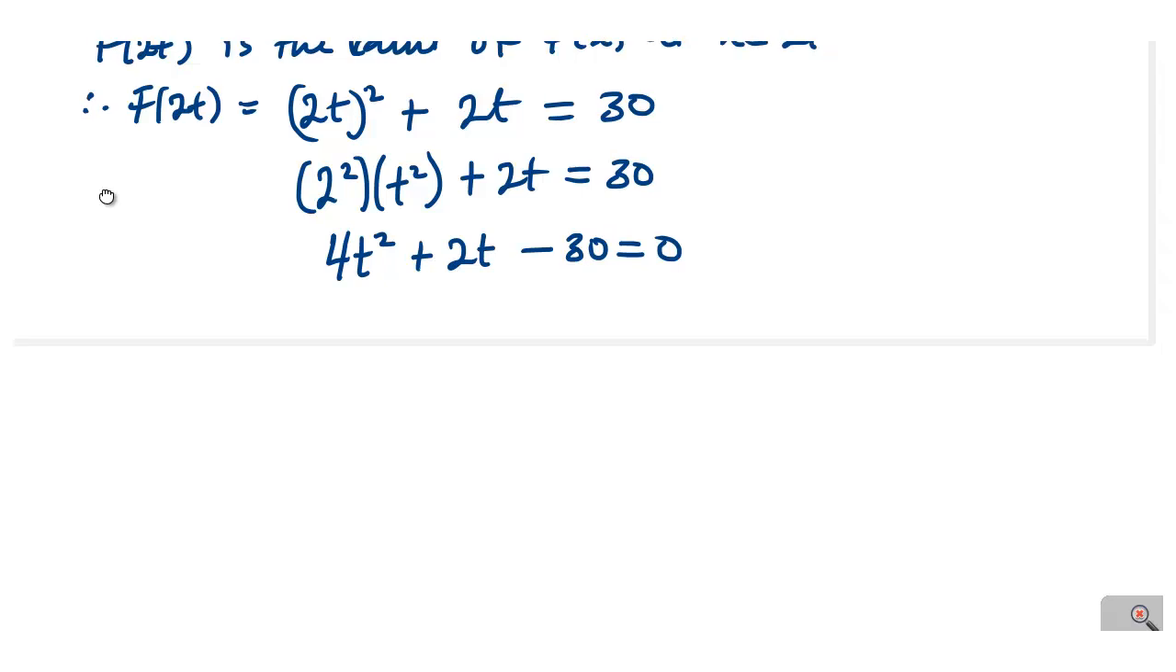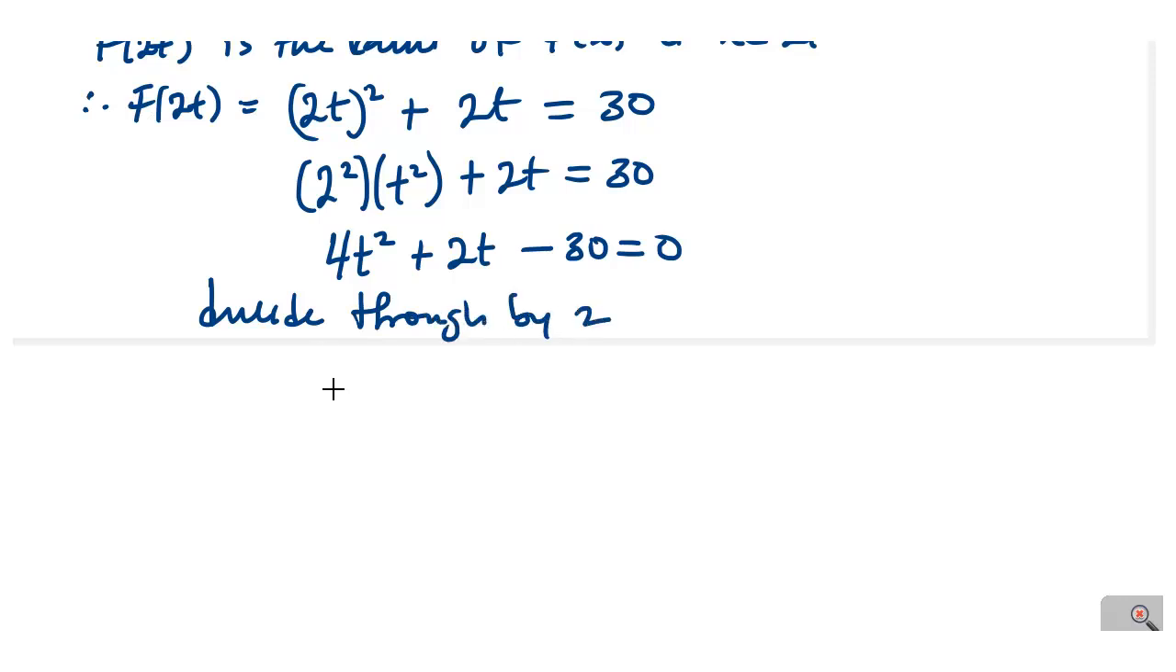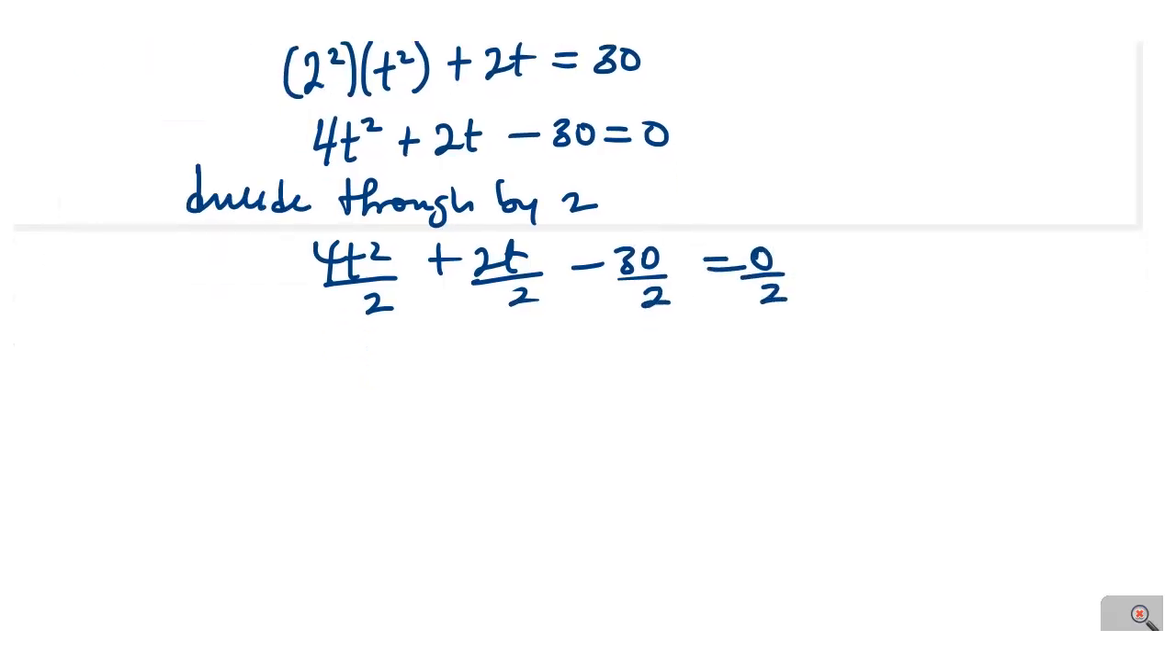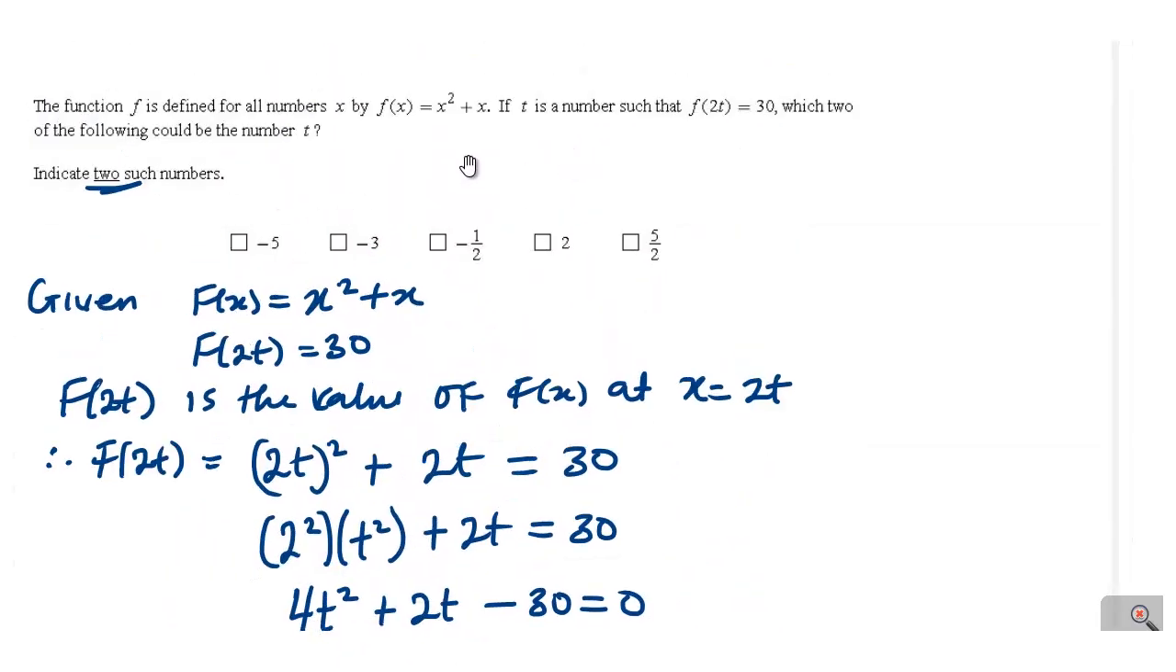But we can simplify by dividing through by 2. So we have 4t squared over 2 plus 2t over 2 minus 30 over 2 is equal to 0 over 2. So this will give us 2t squared plus t minus 15 is equal to 0. So what we want to do now is get the value of t, which is required in the question.